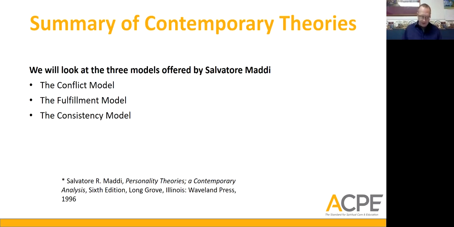Maddi acknowledges the complexity of theories and perspectives around human personality and growth. He suggests this complexity can be overcome for those beginning to explore personality theory. He offers a comparative analysis classifying theories in groups by type or model as a way to enter into a very complex arena of personality theory. Maddi provides three models for personality theory: the conflict model, the fulfillment model, and the consistency model.